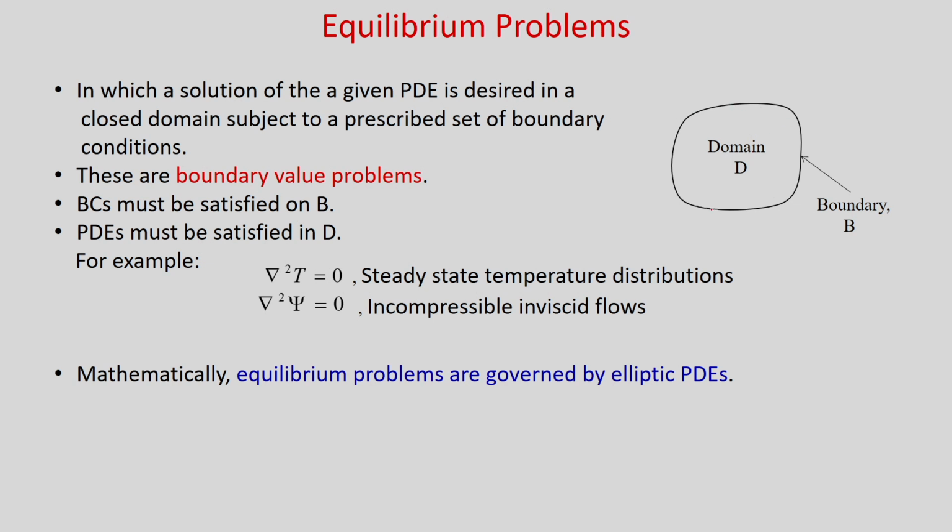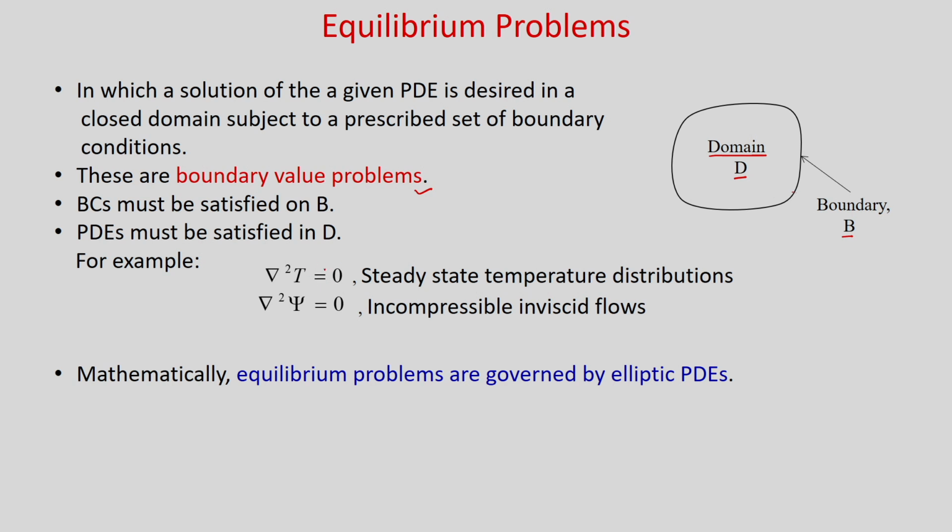Let us say that we have a domain D and this is the boundary B. Whatever partial differential equation you need to solve, you will solve inside this domain and apply the boundary condition at the boundary. These problems are known as boundary value problems. For example, the steady state temperature distribution.